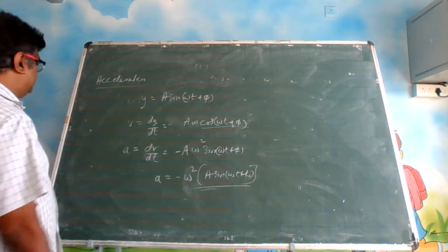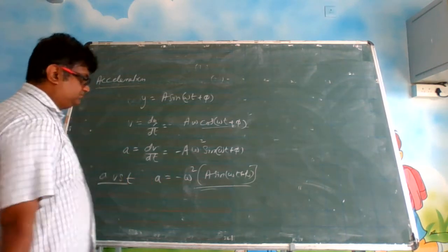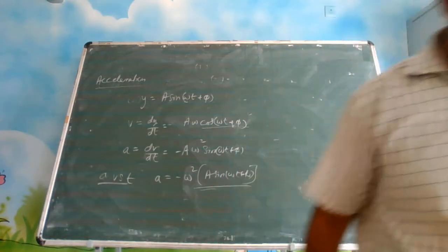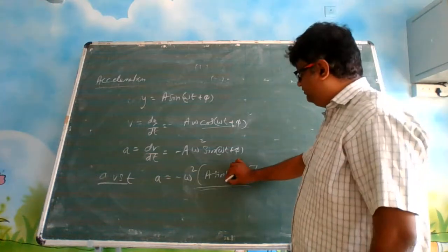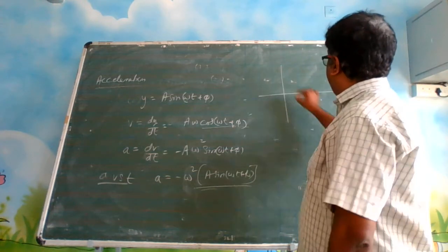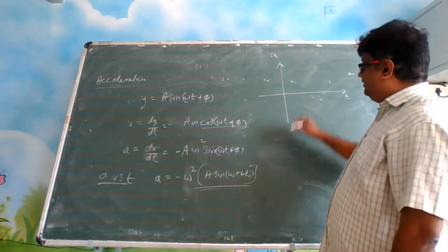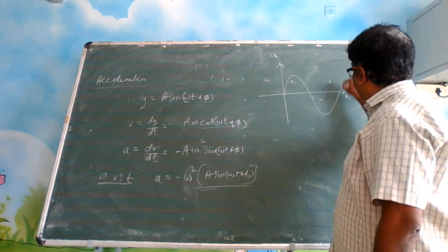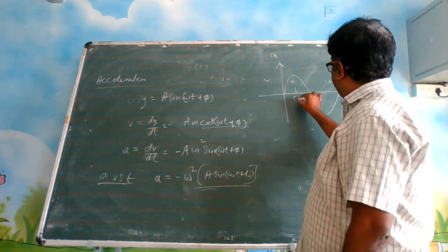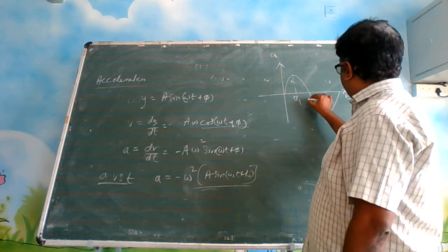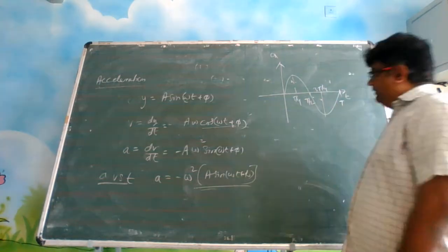Now if I try to plot a graph between a versus t, okay, AT graph. So how will be the variation? You see here it says sinusoidal variation. If any question comes a versus t, what will be the variation? It is a sinusoidal variation. The sinusoidal variation will be like this. Okay, so this corresponds to t by 4, this corresponds to t by 2, this corresponds to 3t by 4, and this corresponds to full time t.